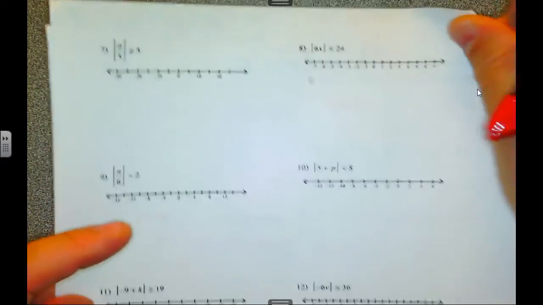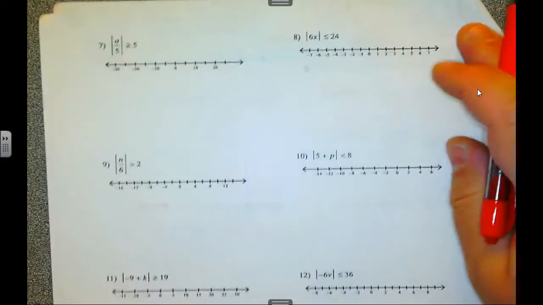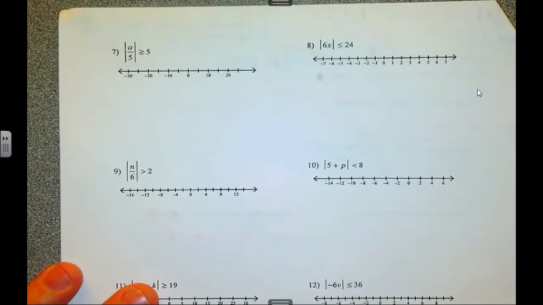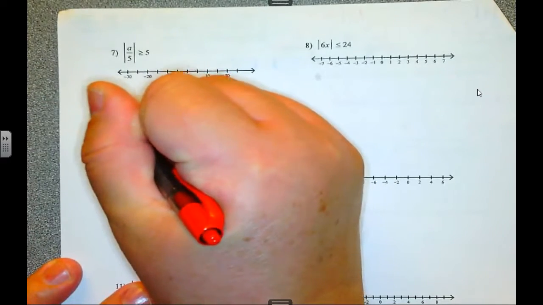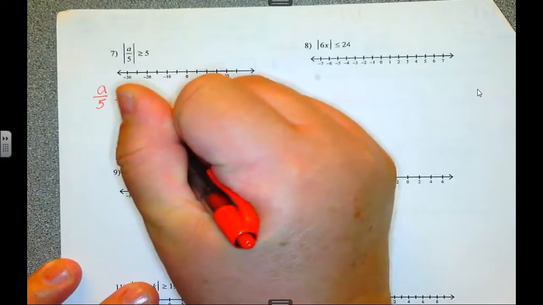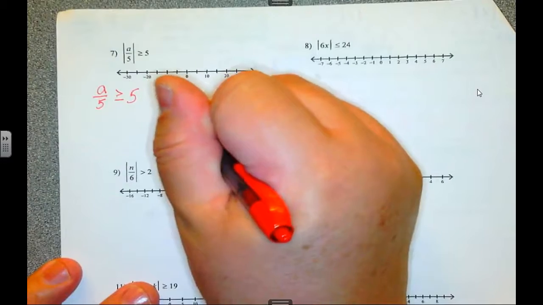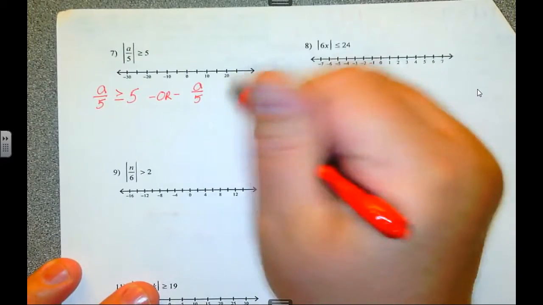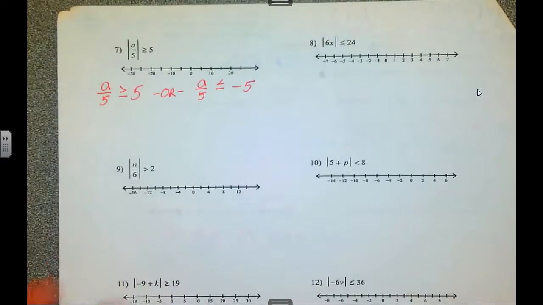Okay, of course, just like you worked with equalities, you're going to have to get the variable by itself. Okay? Let's look at number 7. My two cases: take what's inside, a divided by 5 is greater than or equal to what's there. It's a greater than sign, so it's an or statement. Take what's inside, take the opposite of what's there, and flip the sign.